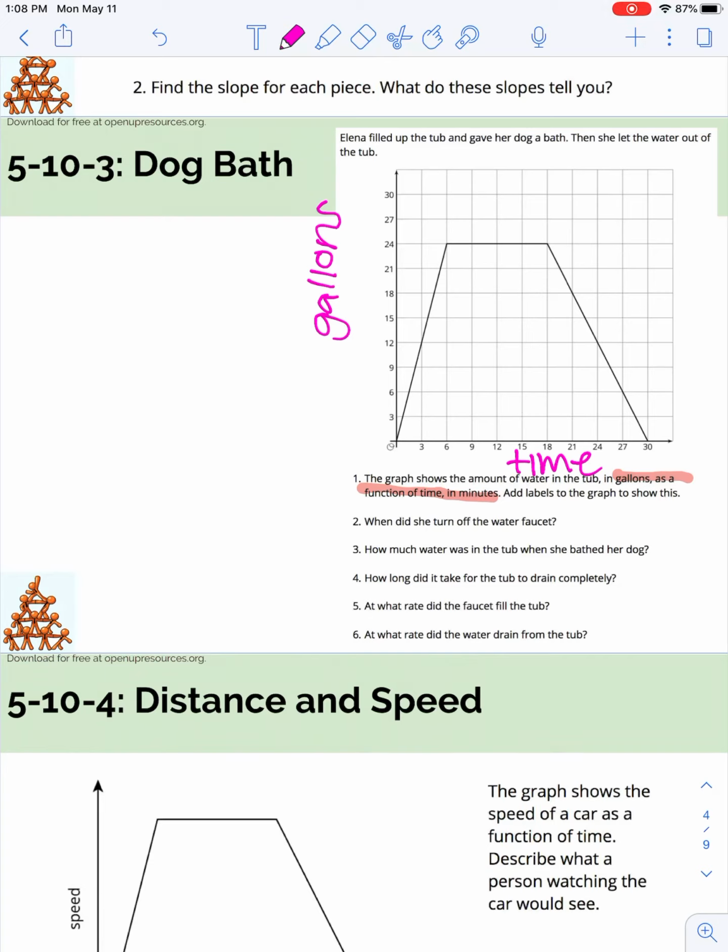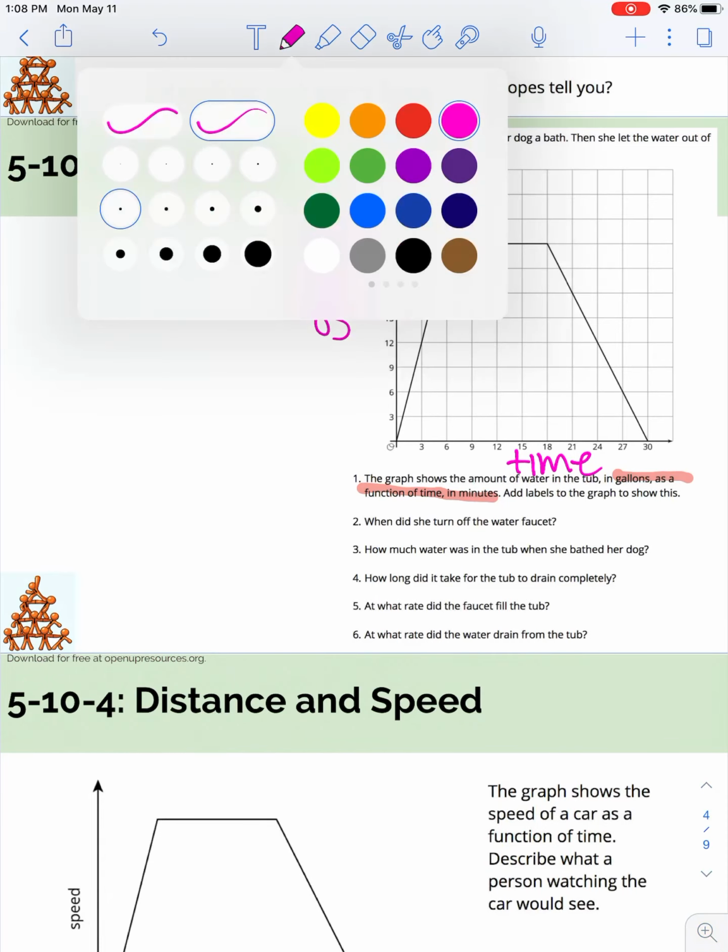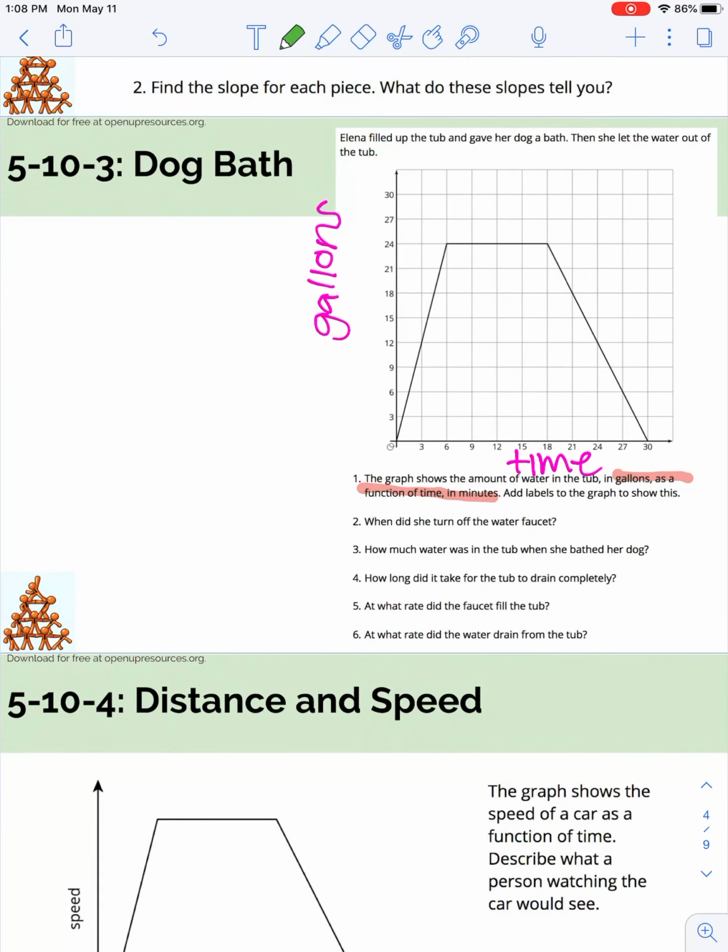What else do they want? When did she turn off the water faucet? So when the line is straight, there's no change happening, right? So you can assume she turned it off at this point, that green point. So she turned it off at, if we're looking at time in minutes, that's 6. So she turned it off at 6 minutes.